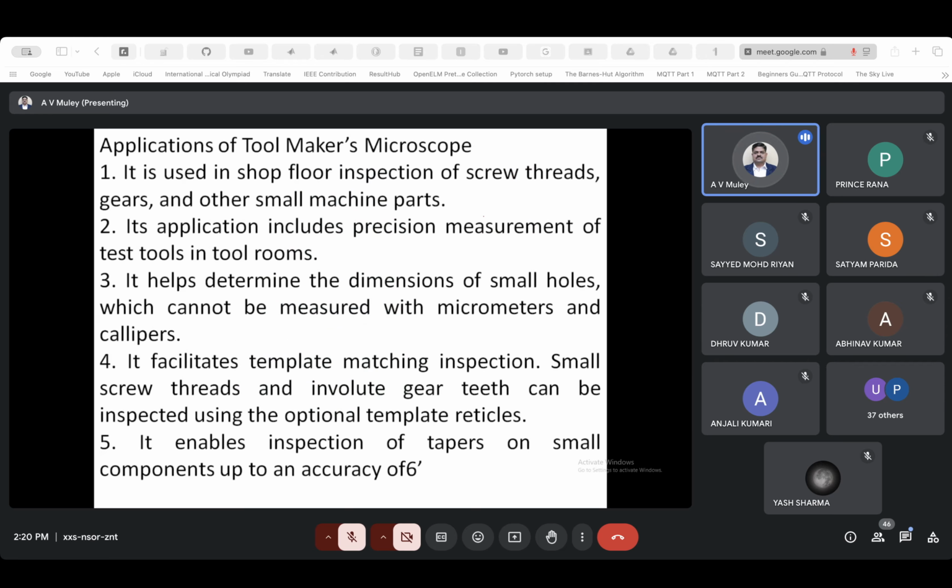Application of the tool maker's microscope: it is used in shops for inspection of a screw thread. जैसे मैंने बताया आपको screw thread में अगर आपको profile देखनी है, you can make use of this kind of microscope. Gear का आपको teeth का profile देखना है या measure करना है मान लो, वो भी आप कर सकते हैं. And other small machine parts. Its applications include the precision measurement of tools in the tool room.